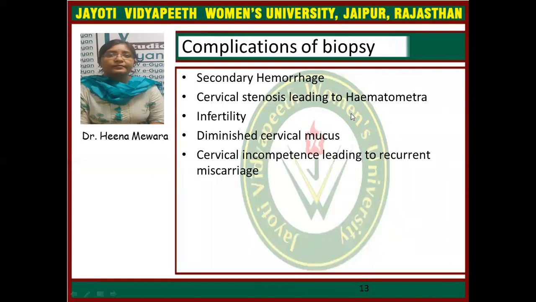Now, what are the complications of cervical biopsy? There is a secondary hemorrhage due to the injury in descending cervical branch of artery, cervical stenosis leading to hematometra, infertility, diminished cervical mucus or scanty mucus, and cervical incompetence leading to recurrent miscarriage.